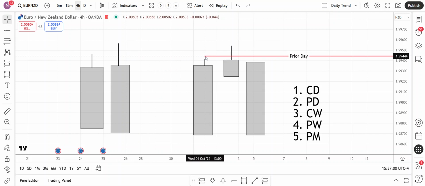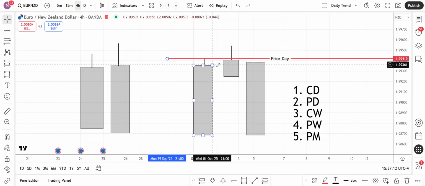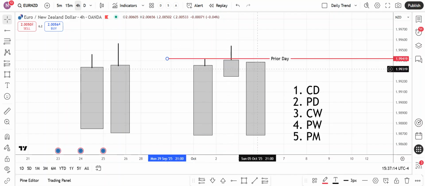And then same for this level over here, whereby you may see something like, Tuesday do something like, or let's say a 4-hour chart like that. You'll see price poke the prior day high, poke it again, close below it, and then close down.